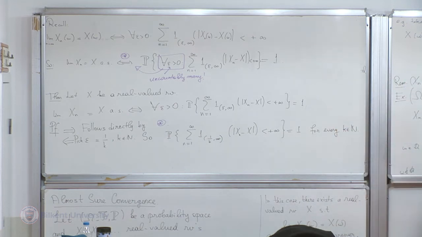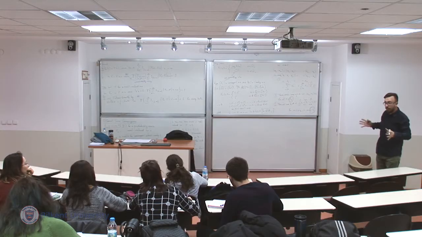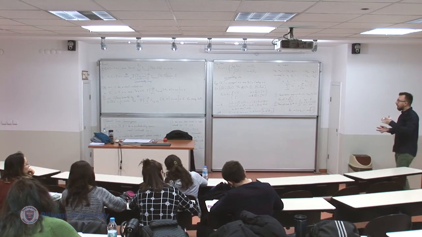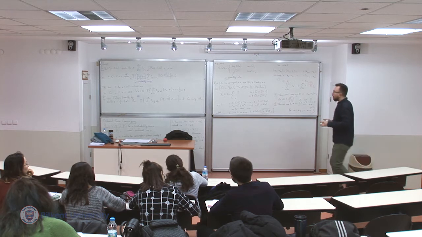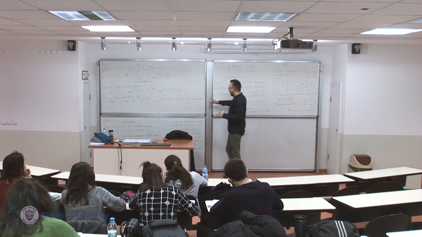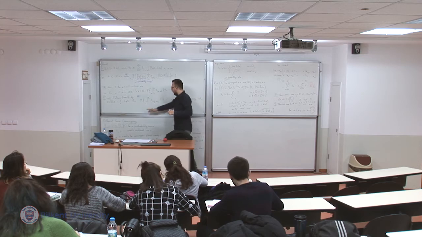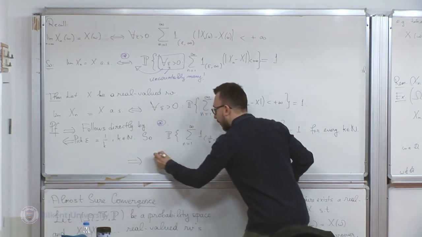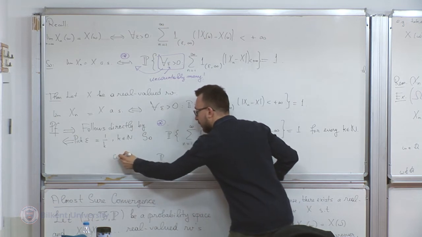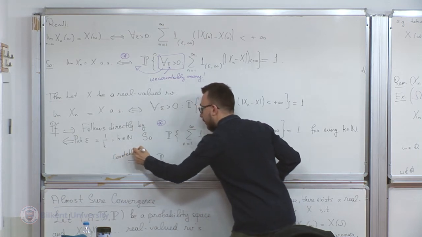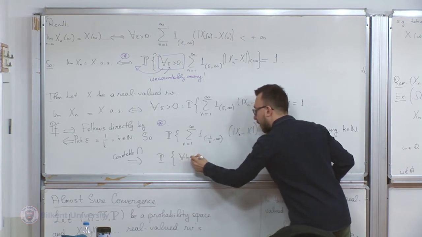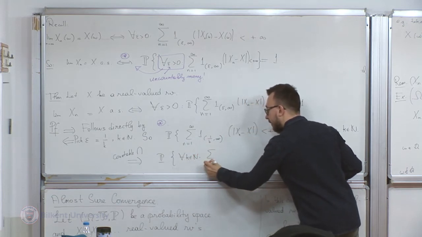Why did I specialize into 1 over k's? Well, now I don't have uncountably many things. I have only countably many things: k equals 1, k equals 2, k equals 3. So if I have countably many almost sure sets, their intersection is also almost sure. Countable intersection. So for every k, we have this.